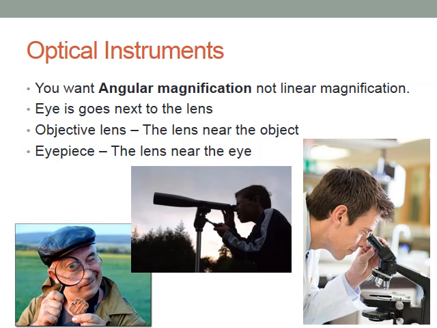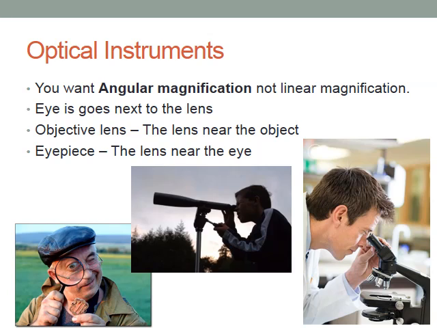So in a minute, we're going to start talking about optical instruments, and there are three particular ones that you need to know about. We're going to be talking about the magnifying glass, the telescope, and the compound microscope. But before we do, really we should just know that angular magnification is really what these optical instruments are all about. We want things to look bigger, not necessarily have the image be bigger. We just need it to look bigger. Whether the image gets bigger or not, that's all we care about.